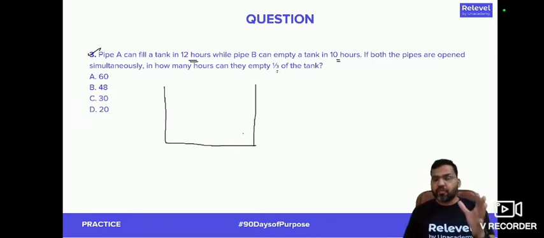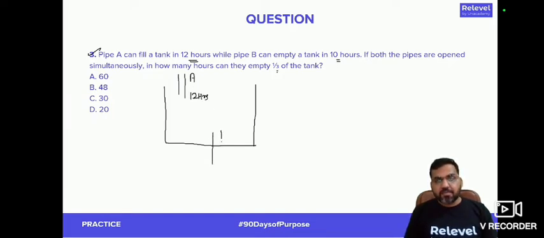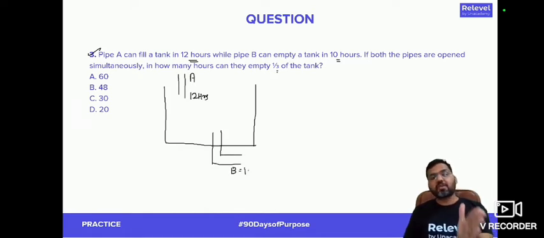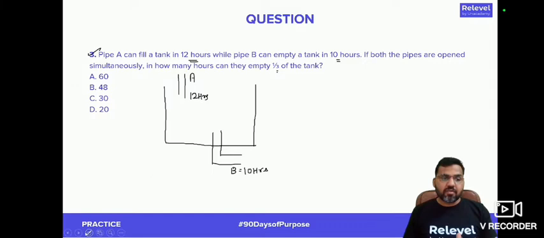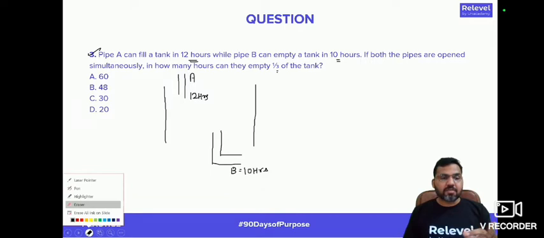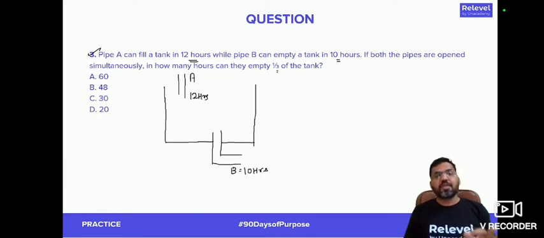Now, there is a pipe A, which can fill the tank in 12 hours, right? While pipe B can empty the tank in 10 hours. So this is an outlet tap because it is taking the water outside of the tank, right? Now again, exactly in a similar way, here you have to first define the work. And when I say define your work, I'm talking about the capacity of the tank that you have to fill or empty, right? Our work has to be the capacity of the tank. Take a number which is a multiple of 12 and 10. You can take any number. You can also take it 1.